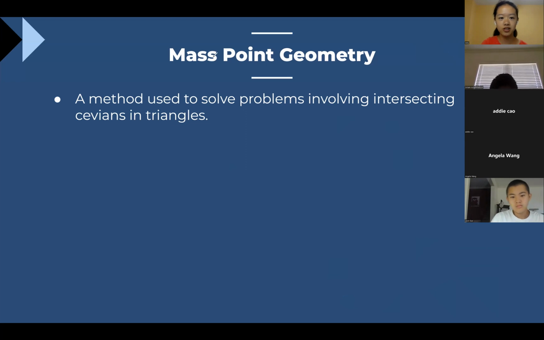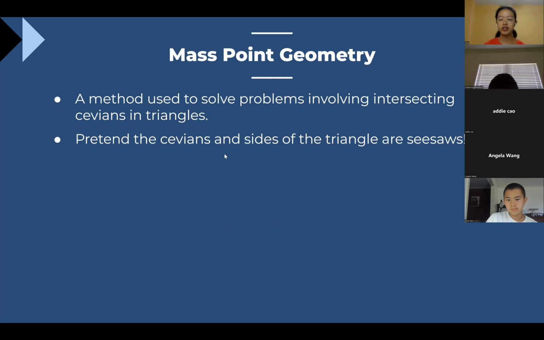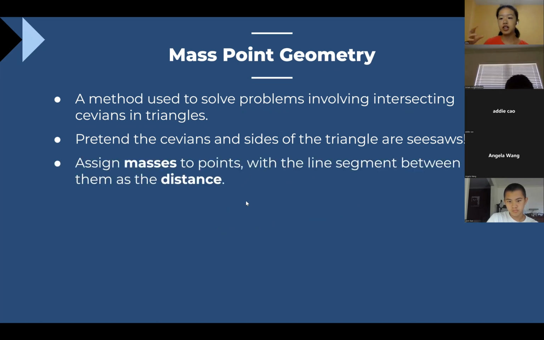So if a triangle looks like this, or if it looks like this, then you can probably use mass point geometry to solve. And that's why we talked about Cevians. The way you use mass point geometry is you pretend the Cevians and the sides of the triangle are all seesaws and they're all connected to each other. For each vertex, you assign the vertex a mass, just like the weight on each side of the seesaw. Those are the weights, and the line segments between them are like the distance to the fulcrum.